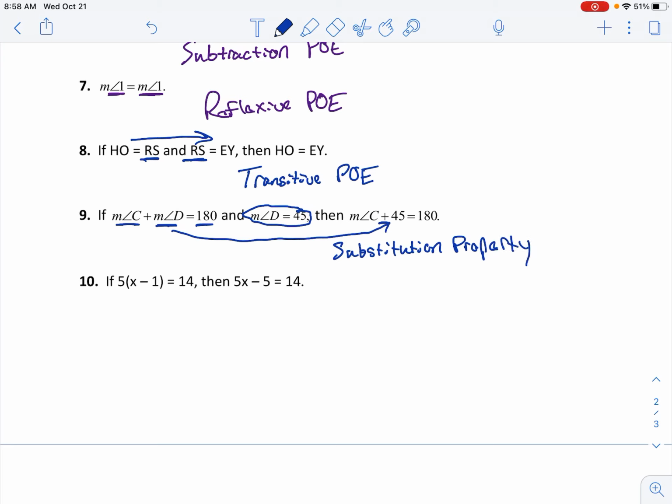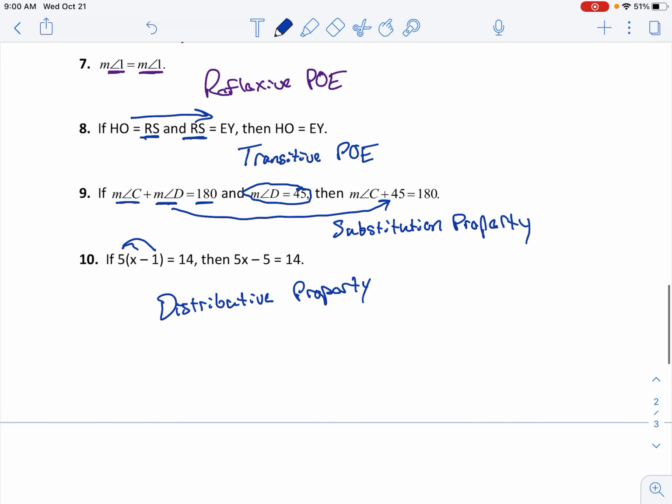So substitution property. And our last one here, 5 times the quantity x minus 1 equals 14. Then I have 5x minus 5 equals 14. And what they're doing is they're multiplying in, which we call the distributive property. All right. So distributive property ends our examples here. And I'll just check. Yes, it does. So that is 2.5 day 2.